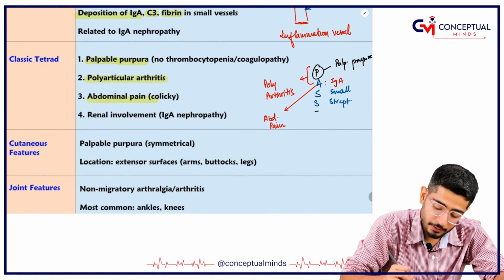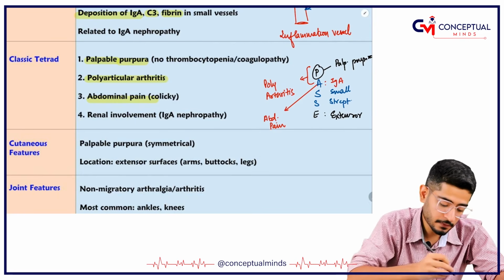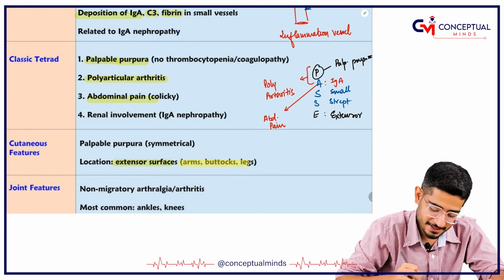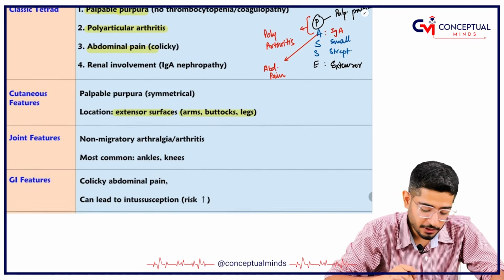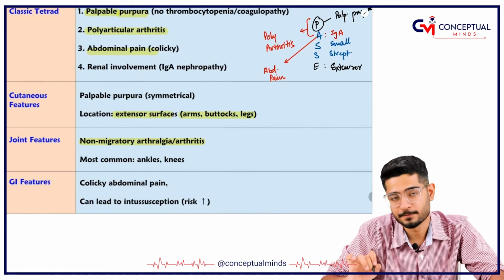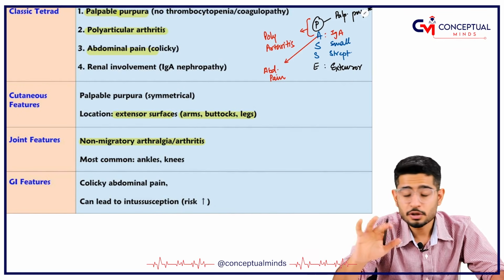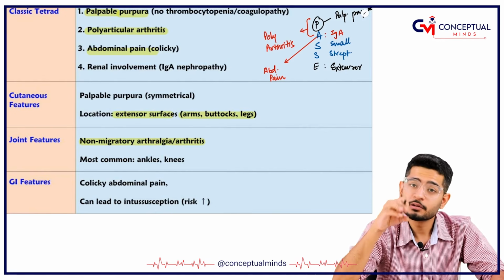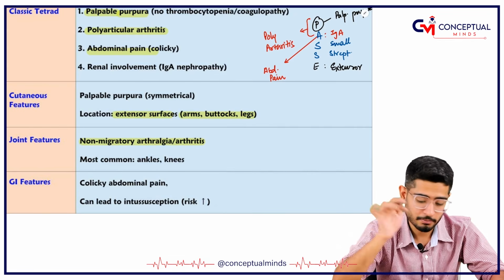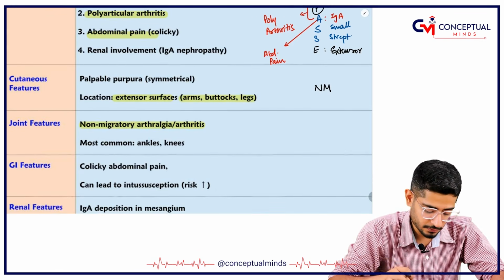And where will you see the purpura? That will be seen on the extensor surfaces, like the arms, the buttocks, the legs. Now, an important point you have to understand is that this is a non-migratory arthralgia. It doesn't mean that it will start from the knee, then come to the hip. It's not going to migrate. These are going to be produced simultaneously. So it is a non-migratory type of arthritis or arthralgia.